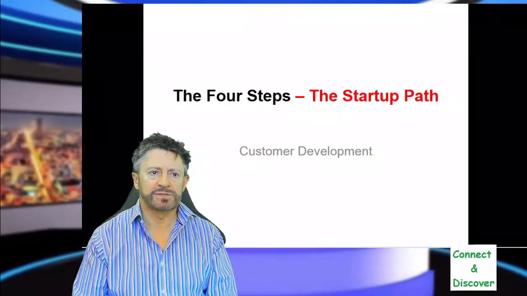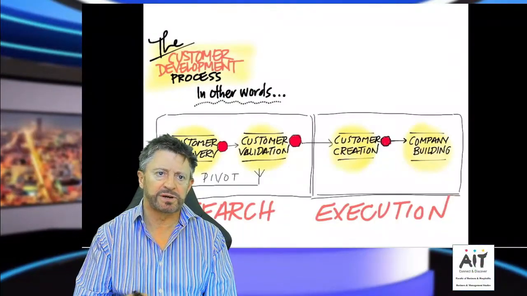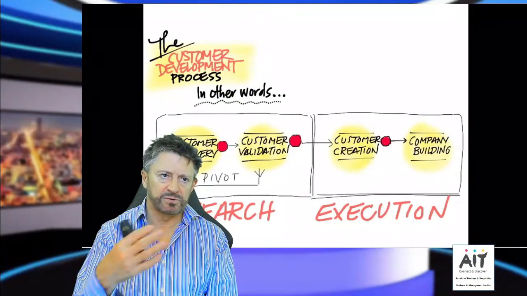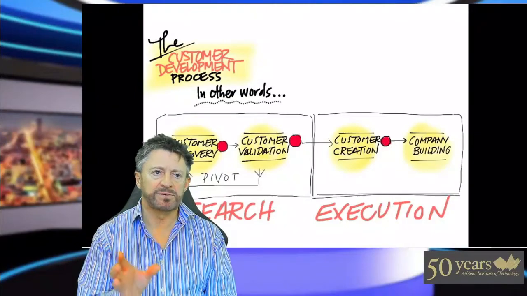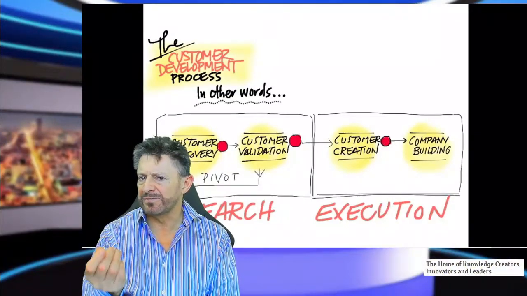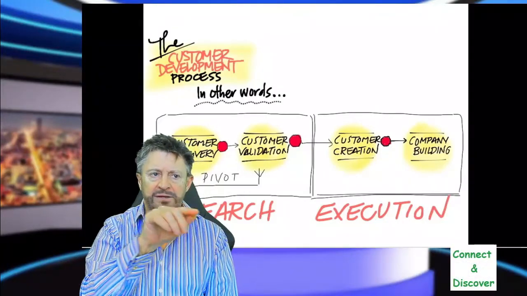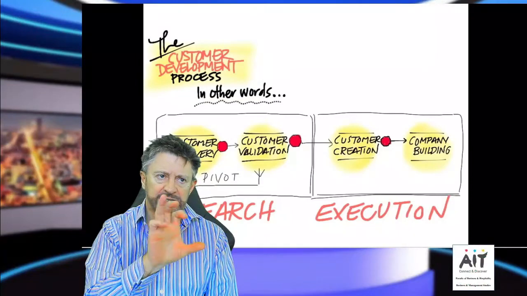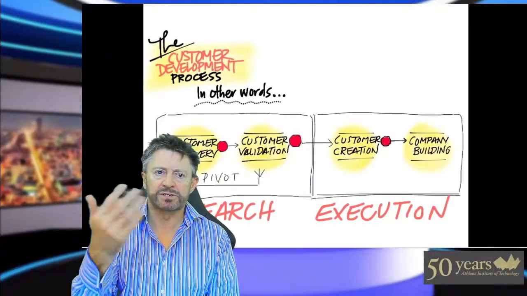So four steps to the startup path: customer development. We search, we look for who the customers are, and then we execute. We go out and deliver to these customers. So customer discovery, customer validation. If the validation might be, they say, no, we'd like to have this version of the product, or we'd like to have this feature in it, that's a pivot. We come back to customer discovery. So that's the interworking and the segmentation side. And then we have customer creation and we build a company.